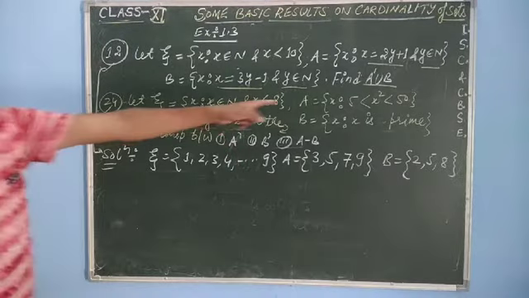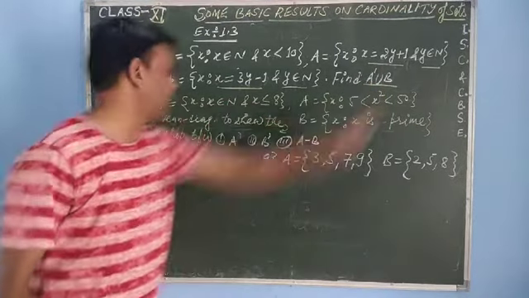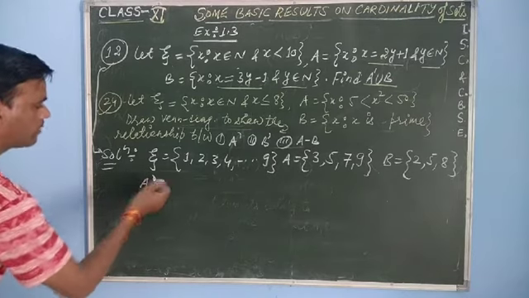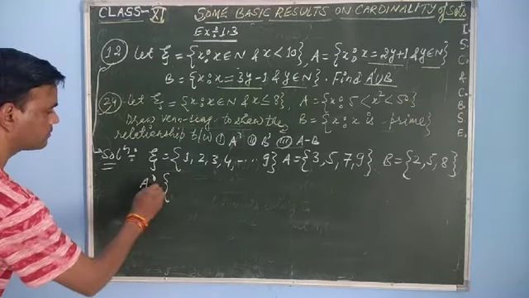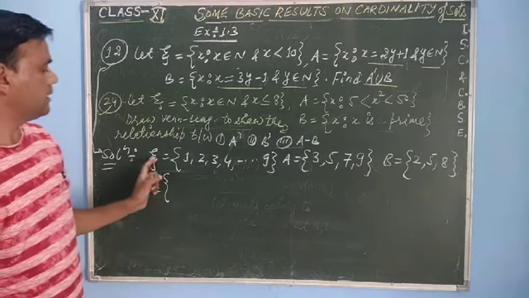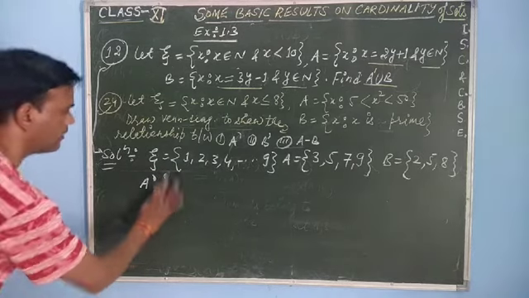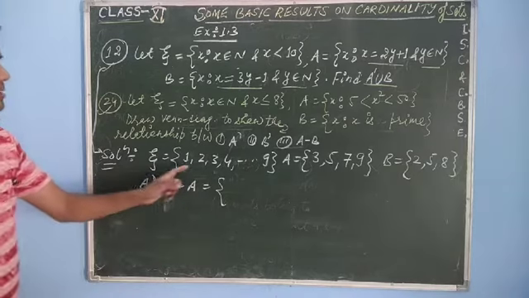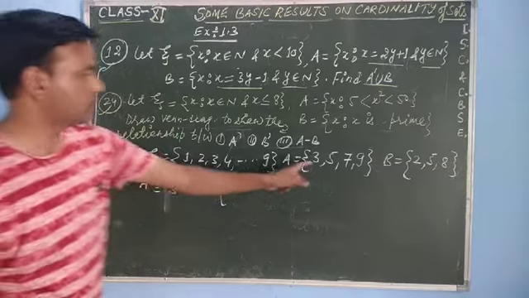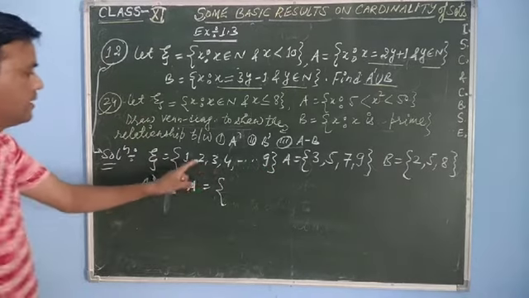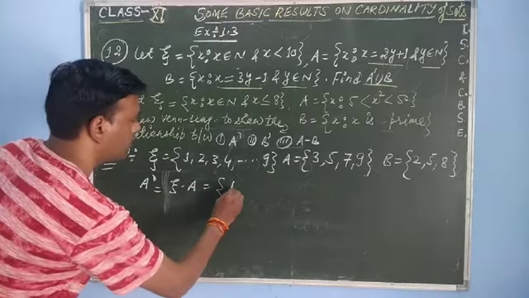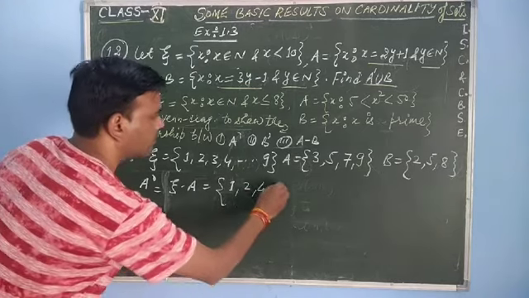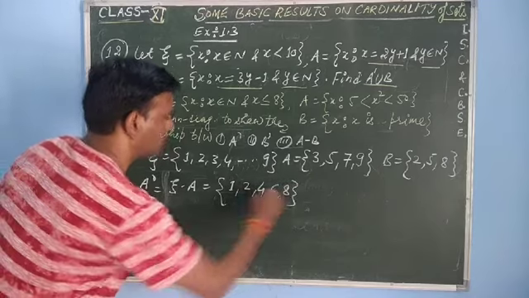Now students, easily we can find the complement of A union B. First of all, we have to find the complement of A. Complement of A means E minus A, all the elements of E but not of A. So 3, 5, 7, 9 will be removed from here. So we have 1, 2, 4, 6 and 8.